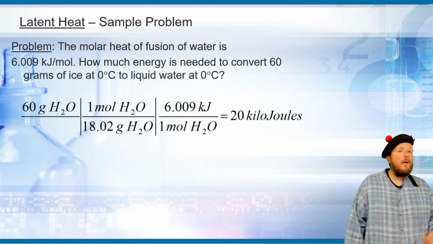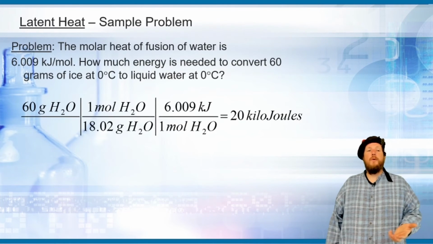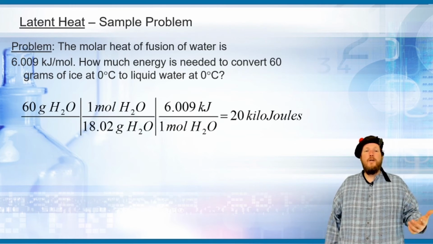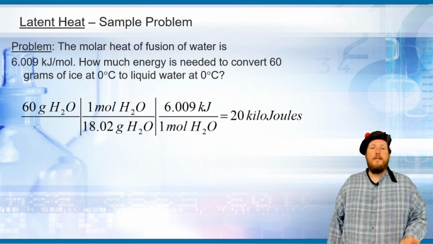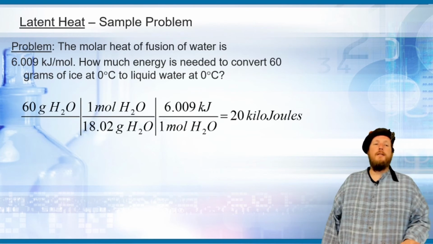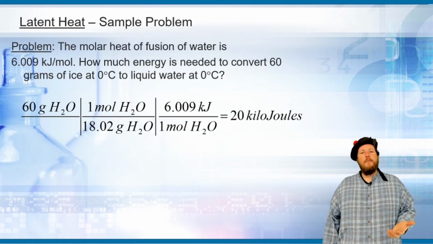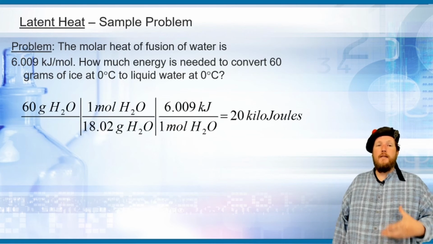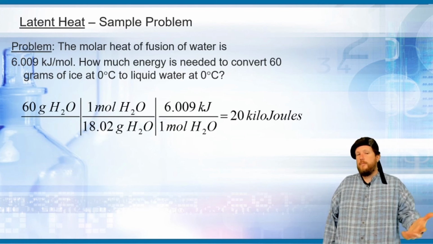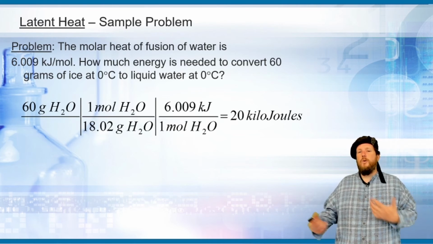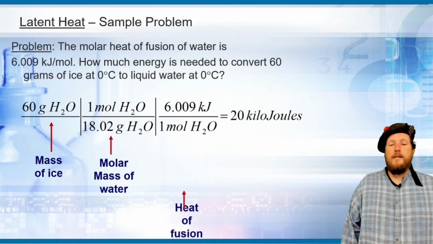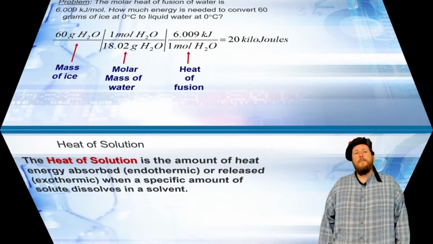So here's a latent heat problem. The molar heat of fusion of water is 6.009 kilojoules per mole. How much energy is needed to convert 60 grams of ice at 0 degrees Celsius to liquid water at 0 degrees Celsius? So you take the 60 grams and divide it by the molar mass of water to convert that from grams to moles, because it's a molar heat of fusion. Then you multiply times the molar heat of fusion, and it gives you the total number of kilojoules. So you take the mass of the ice, the molar mass of the ice, and then the heat of fusion.